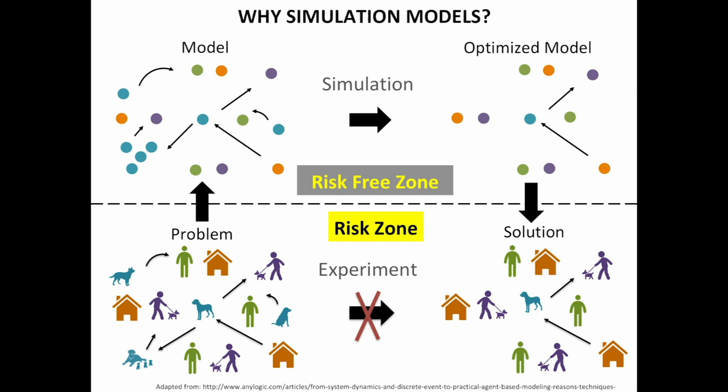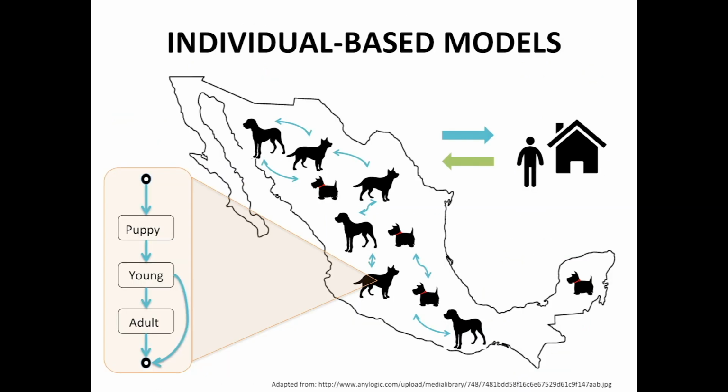There are several approaches to either mathematical or computer simulation modeling, and the individual-based model is one of them. An individual-based model consists of a collection of autonomous individuals that have distinct dynamic behavior. These individuals in the model can interact with each other as well as with the environment that they share.